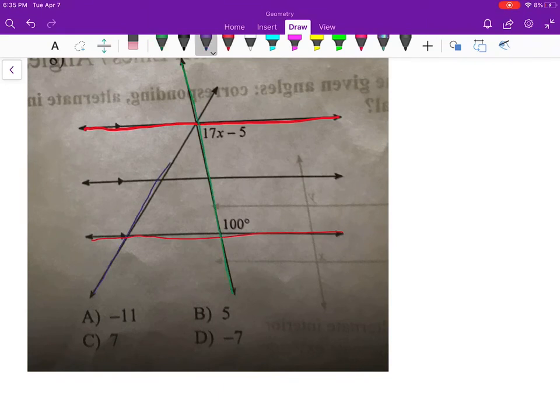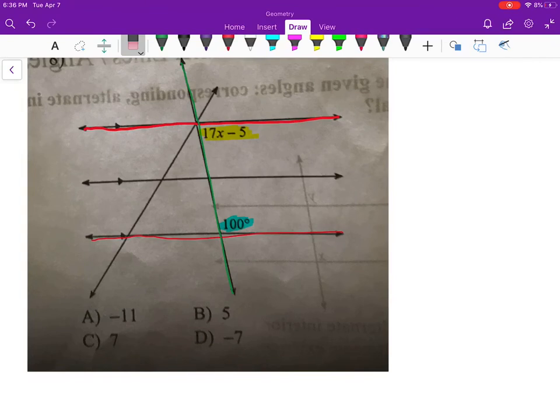So which one do I pay attention to? Well, notice this angle, this yellow one, 17x minus 5. Of course, it's on the green transversal, but it's also on the purple one, right? But this other one, 100, it's only on the green line, on the green transversal. So the only line that has both 17x minus 5, the yellow one, and 100, the blue one, is the green transversal, not the purple one. So I don't care about the purple one. Let's just not color that one, okay? So there we go, right?